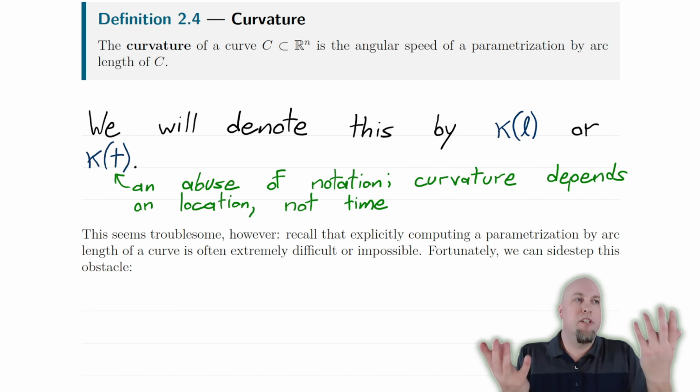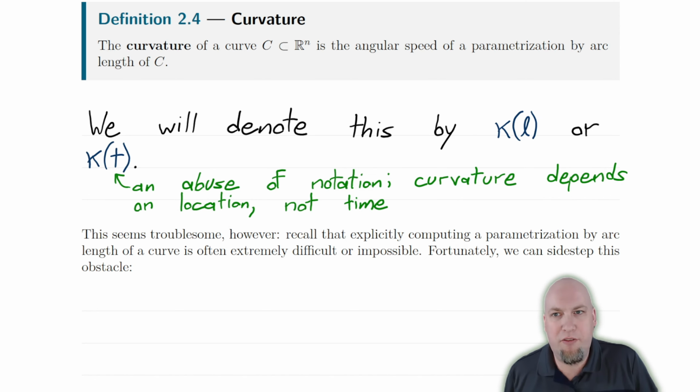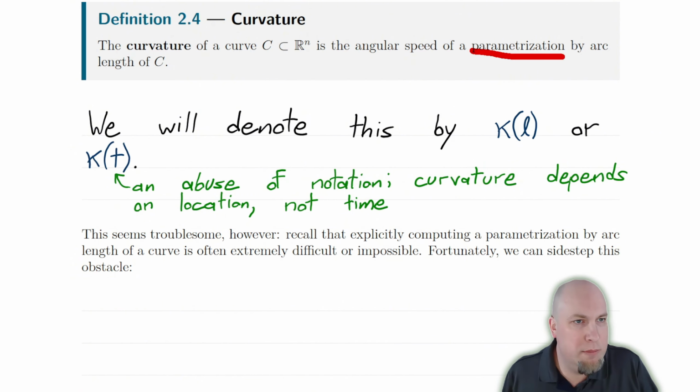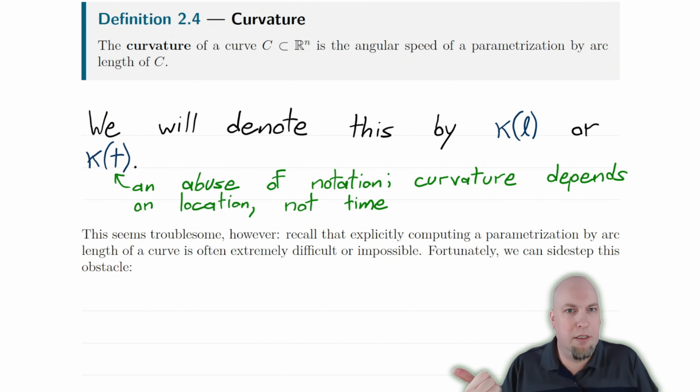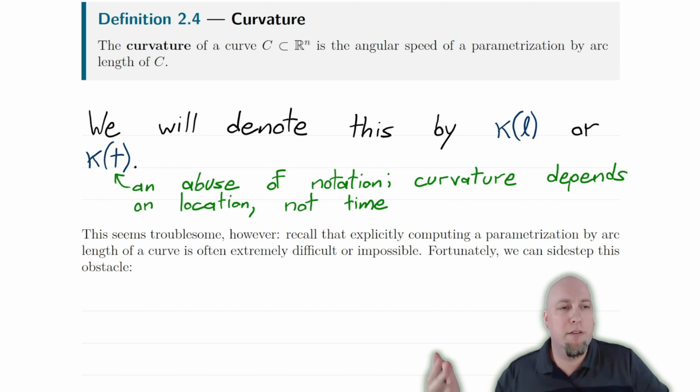And the definition gives one way of computing it. You just follow along what the definition says. It says, come up with a parameterization by arc length of that curve, and then just compute the angular speed of that parameterization. And we've seen how to do all of these things. We learned how to do parameterization by arc length 2 lectures ago, and then we learned how to compute angular speed 1 lecture ago. So yay, we can do this. We can compute curvature.